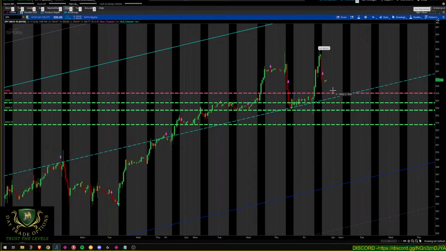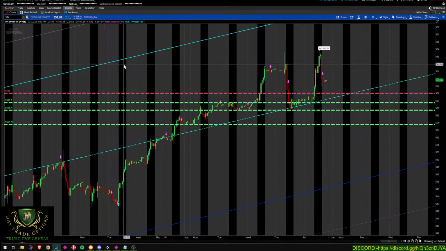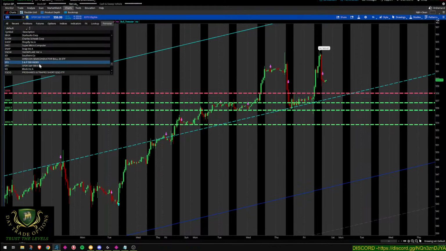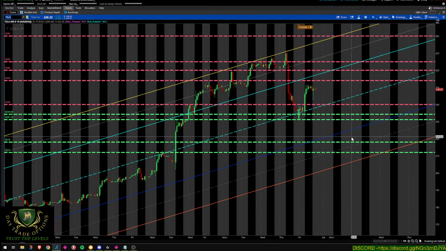I didn't do it with SPY. I wish I had, because I typically trade SPX, and I would have gotten this, and that would have been awesome. Although I had an awesome day. I had a 4,000 plus profit day today. So I did very well.